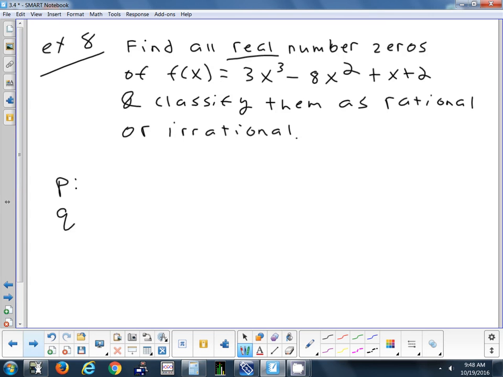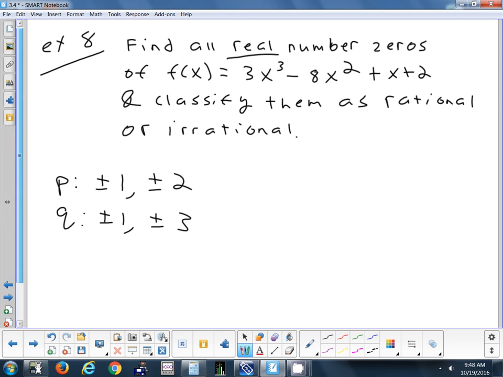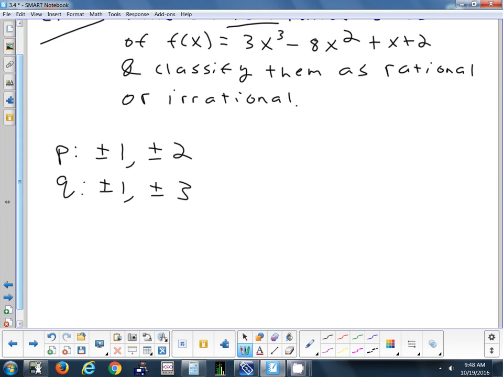Okay, factors of p, not that many, just plus or minus 1 and 2. Factors of q, plus or minus 1 and 3. Another thing that the rational root theorem helps you with is it gives you an idea of where to look in your window. Once I write my rational roots, I know I'm not going to have to look way out at like 20, because I'm not going to have anything like that.